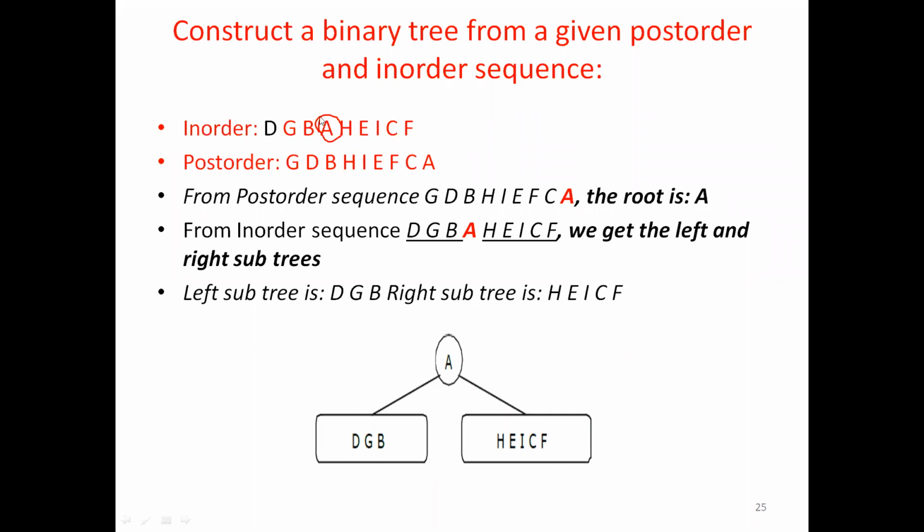When I find a root node A, I am dividing this in order traversal into left subtree and right subtree. Whoever the node is before the A, I call it the left subtree. Whoever the node is after the A is called the right subtree. So DGB is the left subtree, HEICF is the right subtree. Okay, now it's done. Fine.